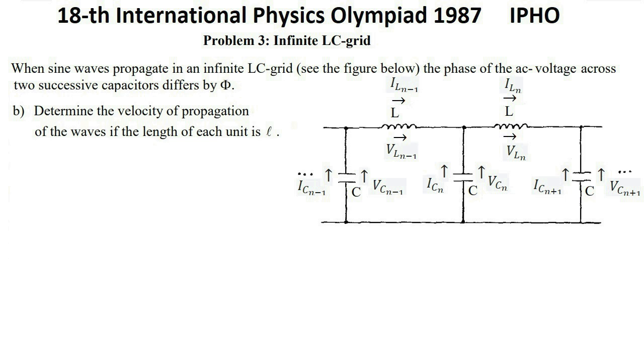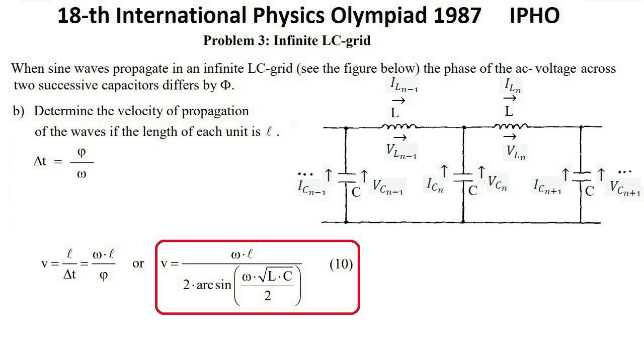Solution of the second question. The signal transit time between adjacent capacitors is calculated by the phase difference phi divided by the angular frequency omega. So the distance L is covered in the time delta t, thus the propagation velocity is in expression 10. That was the solution for question B.